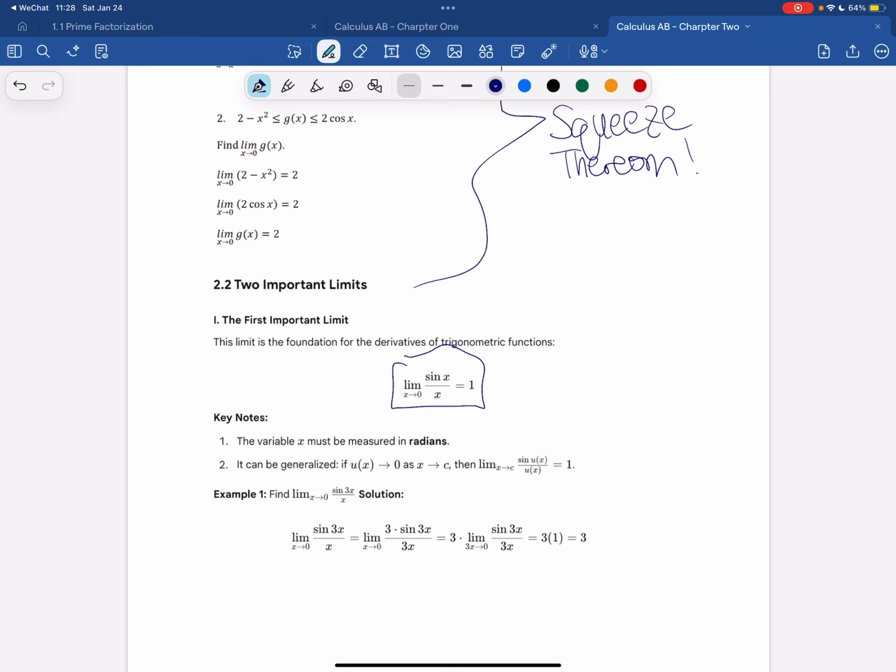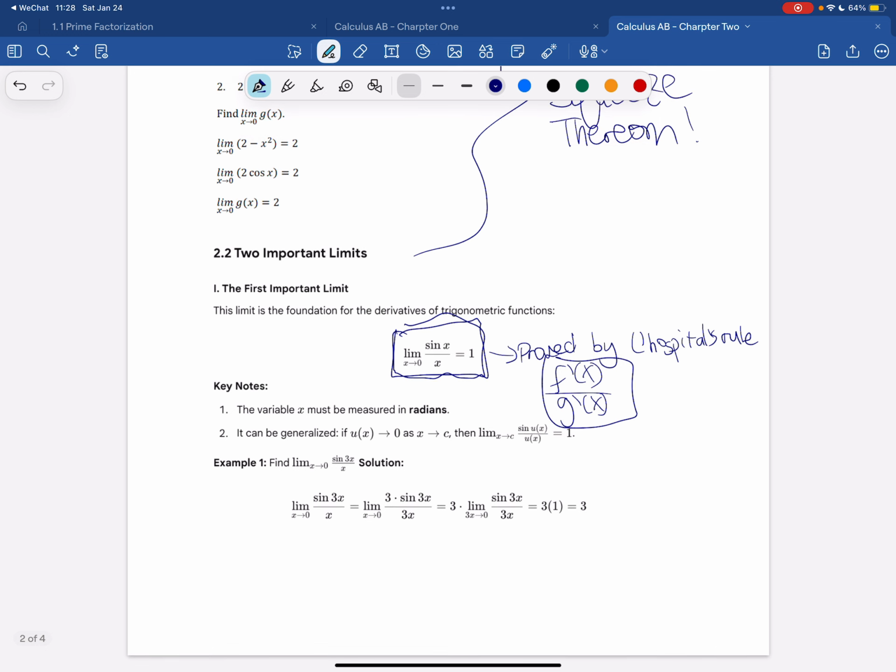Okay, so this is actually proved by L'Hospital's rule. So this is that limit right here. We are going to go over L'Hospital's rule in our derivative unit. It's basically something like this. That is like L'Hospital's rule, but we are going to go over this in our derivatives unit, not now. So right now we're going to focus on this limit.